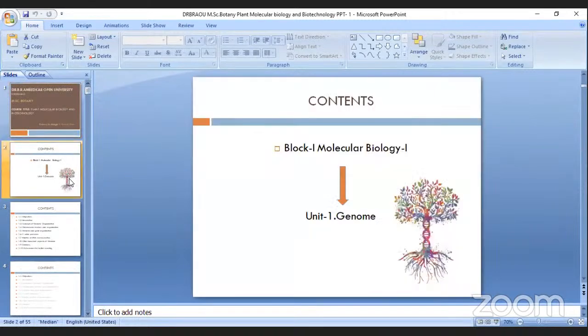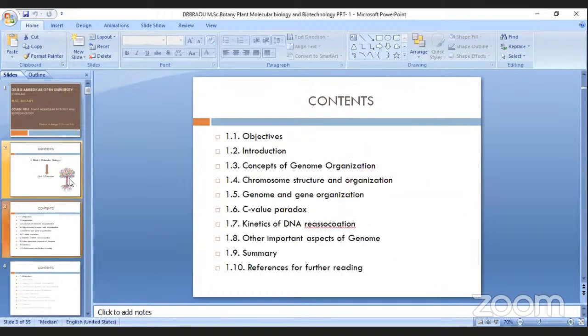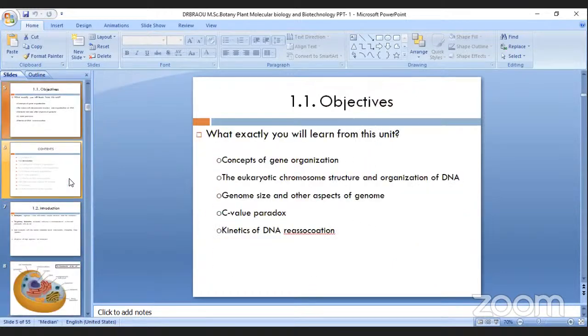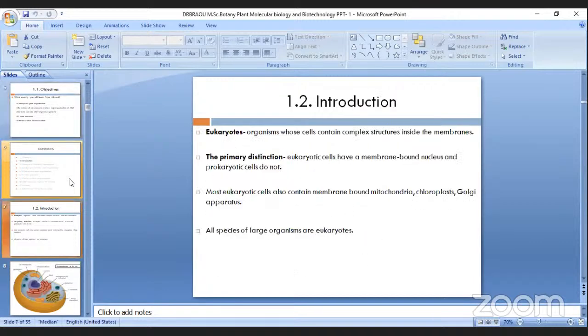So today we are going to learn genome, as we couldn't hear the audio till now. So I'm brushing it up again. The topic is genome, and the main objectives are that we learn all these topics from this unit. So let's get into the introduction.